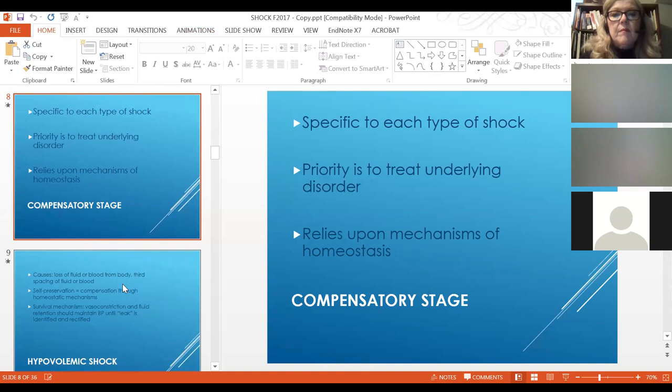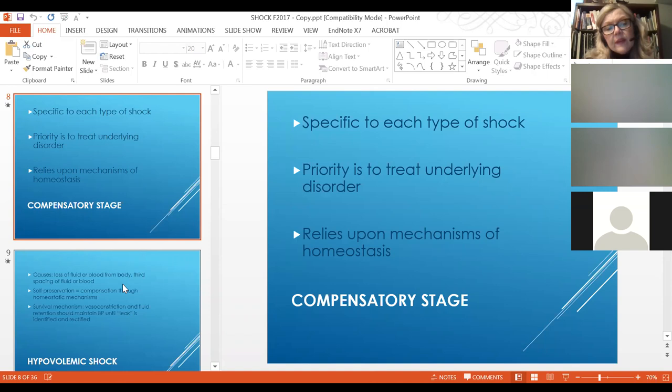The compensatory stage of shock. And so what does compensatory stage of shock look like? It's really specific to the type of shock that there is. For instance, it would look different from cardiogenic shock versus septic shock. The priority at this stage is really to treat the underlying disorder.